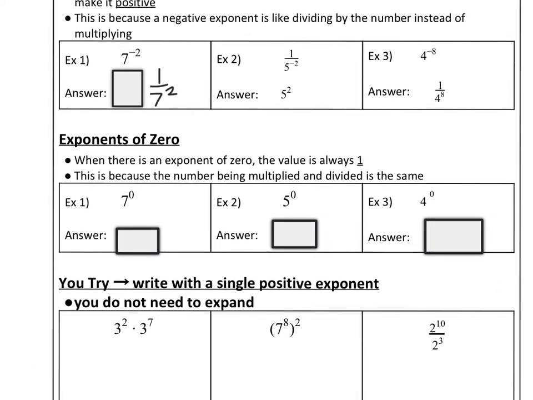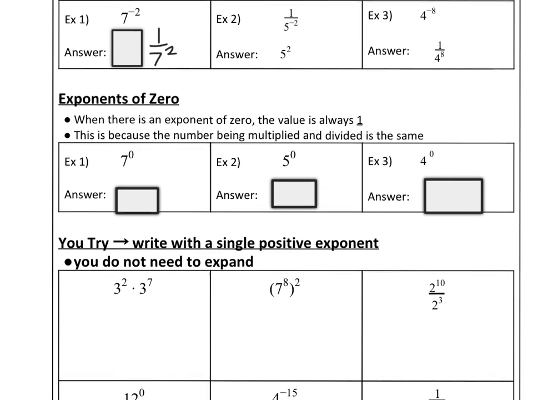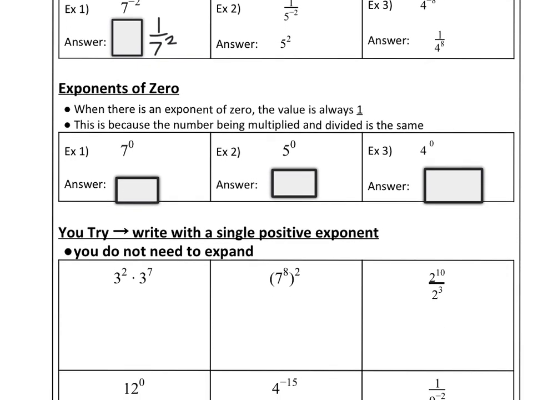All right, we save the hardest for last, exponents of 0. Now this is actually an interesting concept, but it's pretty simple if you can remember it and make sense of what's going on. When there is an exponent of 0, the value is always 1. This is because the number being multiplied and divided is the same. Here we have 7 to the 0, that's going to be 1. Here we have 5 to the 0, can you guess?